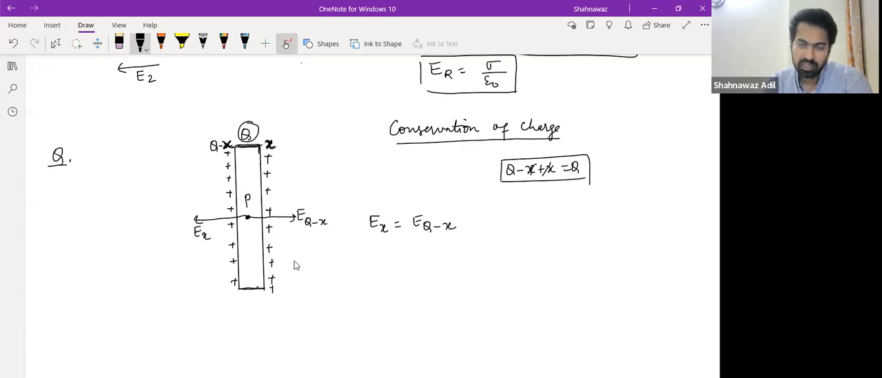Understood, guys? Yes, sir. So EX would be how much? EX would be sigma X by 2 epsilon naught, right? And E(Q minus X) would be sigma (Q minus X) by 2 epsilon naught, right? Let me write it here.